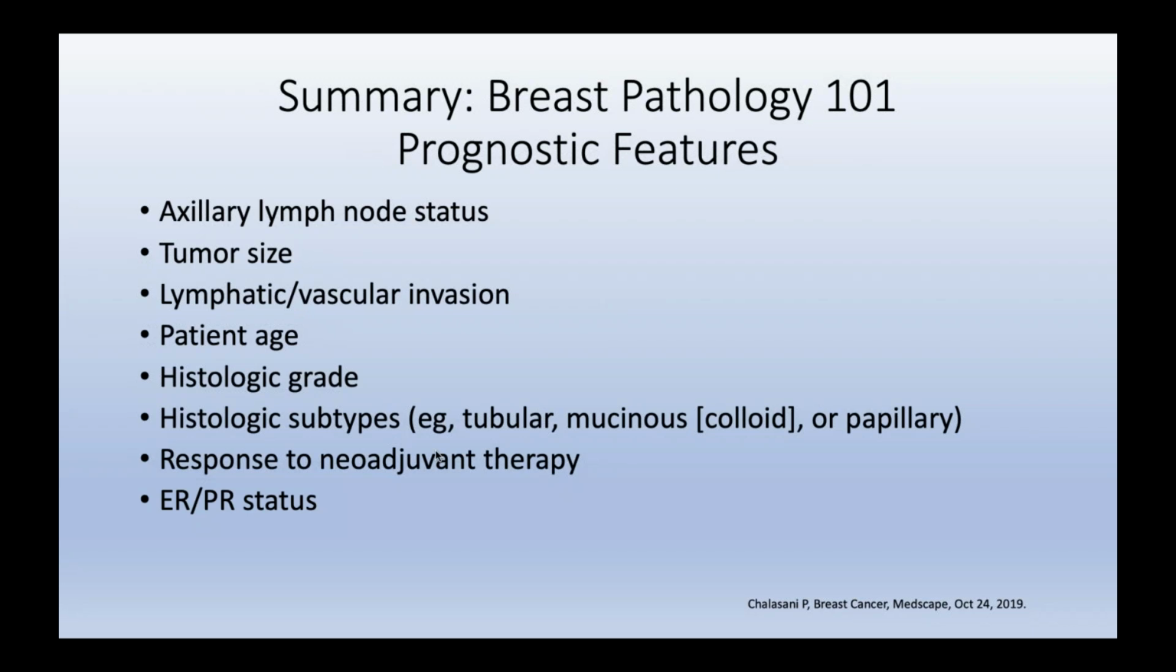Know about your ER/PR status and also your HER2. I didn't add that in there. Oh, it's right here. Those are the key elements that everybody should know about a breast cancer if they have one, if their family or friends have cancer. Make sure you know about these.